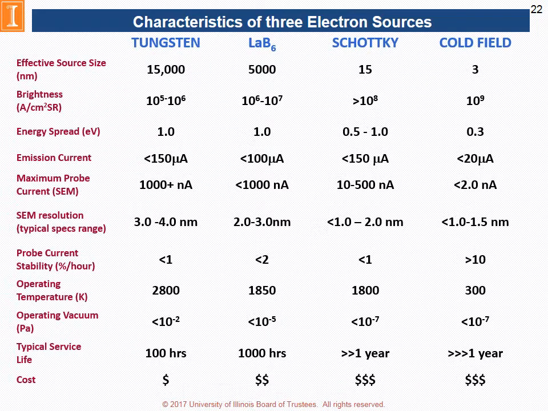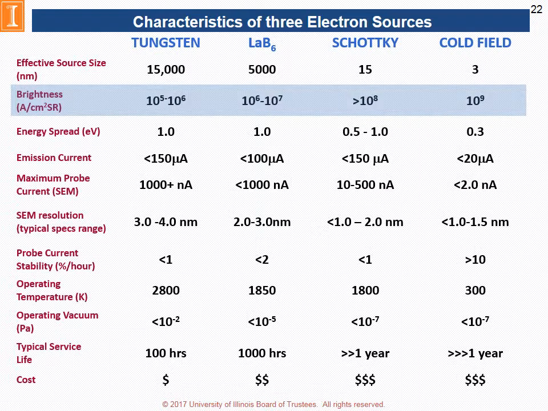Characteristics of 3 electron sources. First, let's look at the critical ones discussed in the previous slides. Brightness. Tungsten is only 10^5 to 10^6 amps per square centimeter steradian. LaB6 is slightly higher. Cold field emission reaches 10^9, about 3 orders of magnitude higher than that of thermionic source. Schottky is 10^8, very close to that of cold field emission gun.